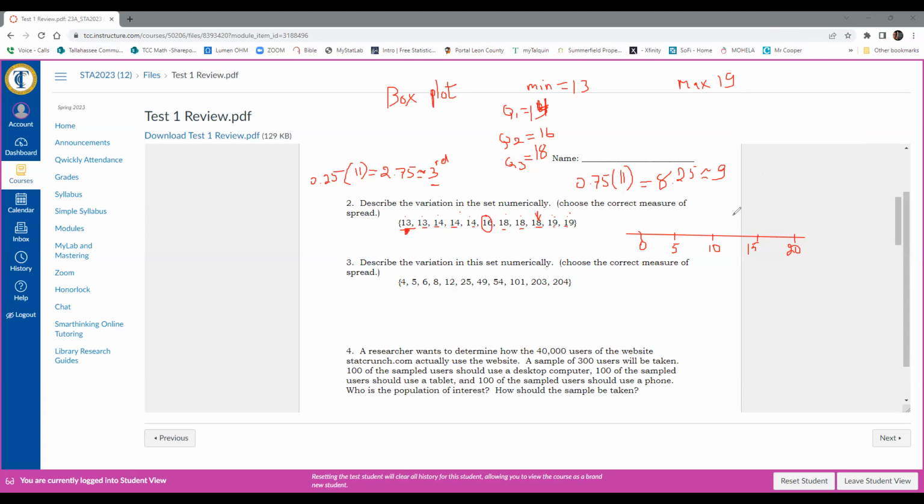13 right here. Well, my hand is messed up. Then 14 will be the bigger one. After that, you have 16 for the middle part. This is the median, 16. Then you have 18, a little bit closer to 20. Then you're going to have 19, going somewhere around here. Okay, somewhere around here. So I'm going to do the graph.